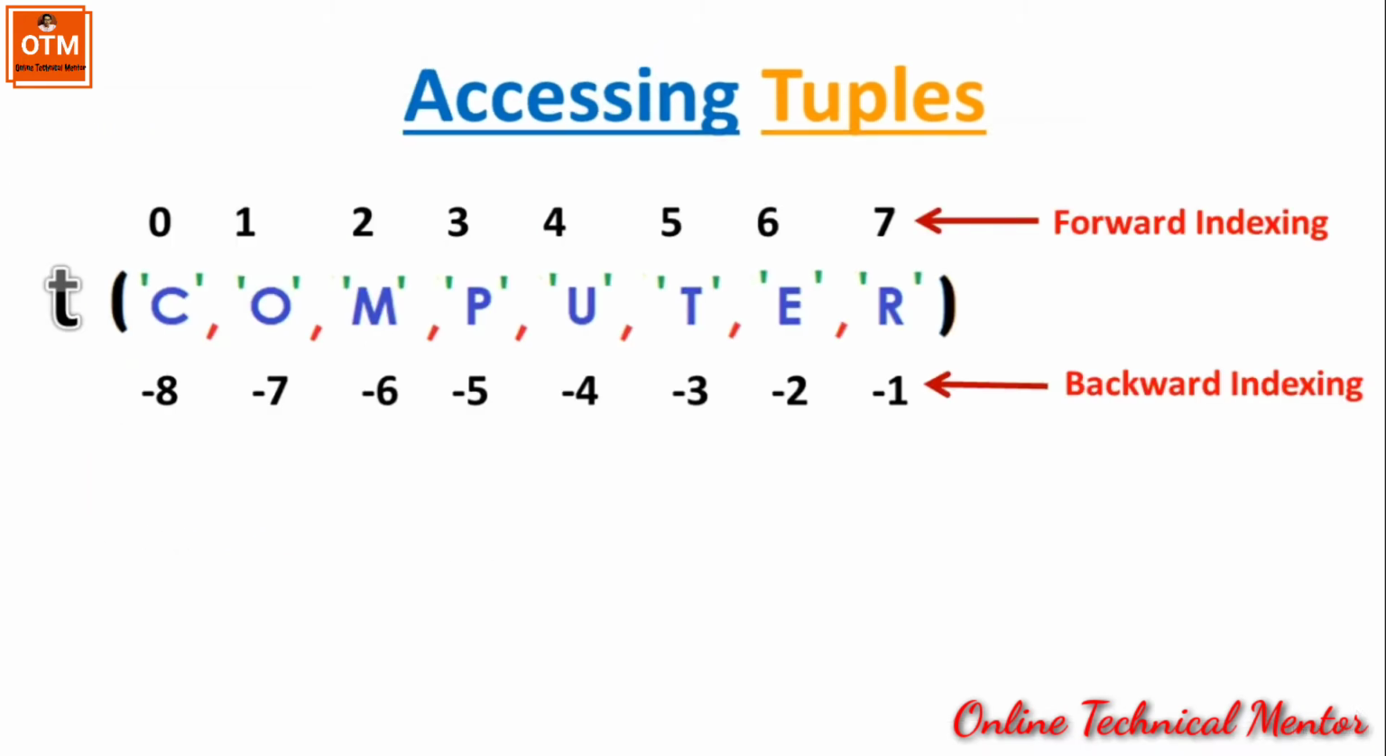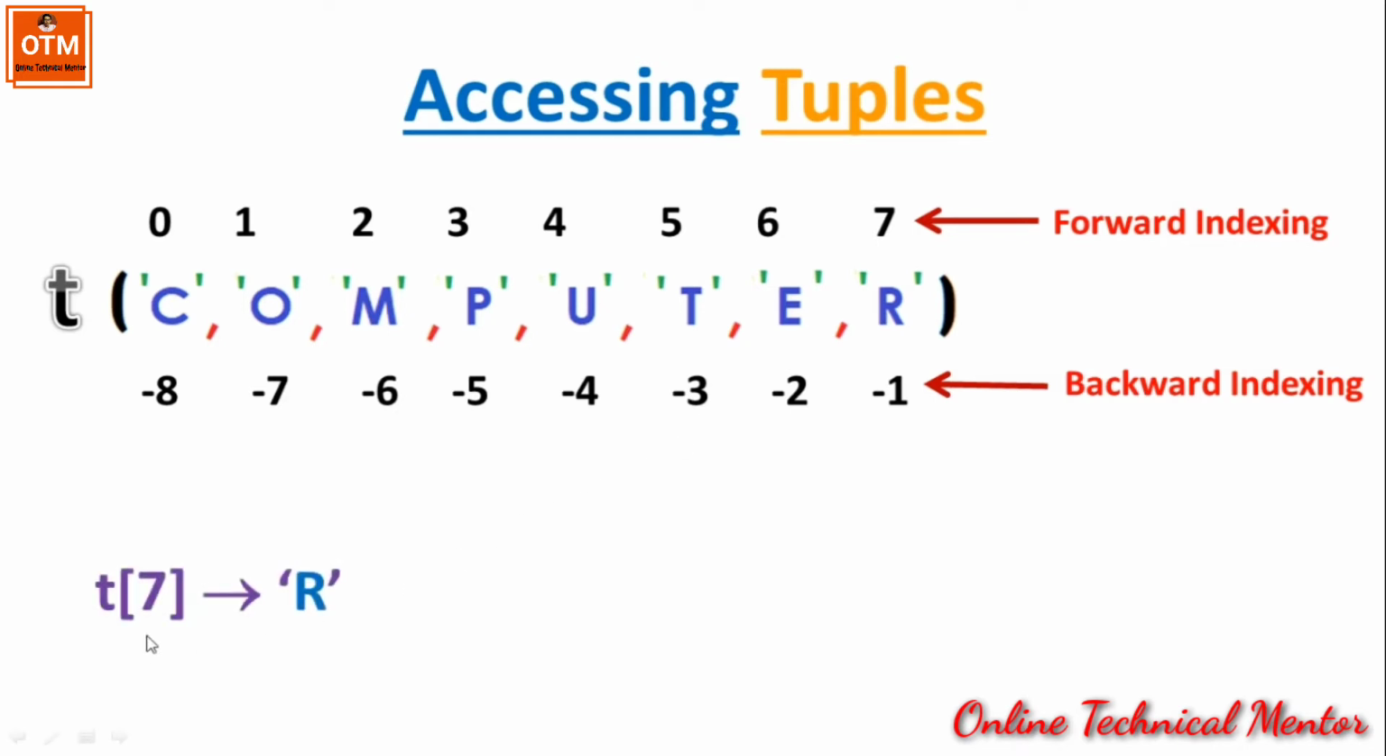Next, accessing tuple. Just like the list, the tuple elements are positioned by some index value. The first element of the tuple is indexed as 0. The next one is indexed as 1, then 2, then 3, then 4, and so on. And we call it forward indexing. Again, the last element is considered as -1. The second last element is considered as -2, then -3, -4, -5, and so on. So this forward and backward indexing of tuple is quite similar to list and string data types.